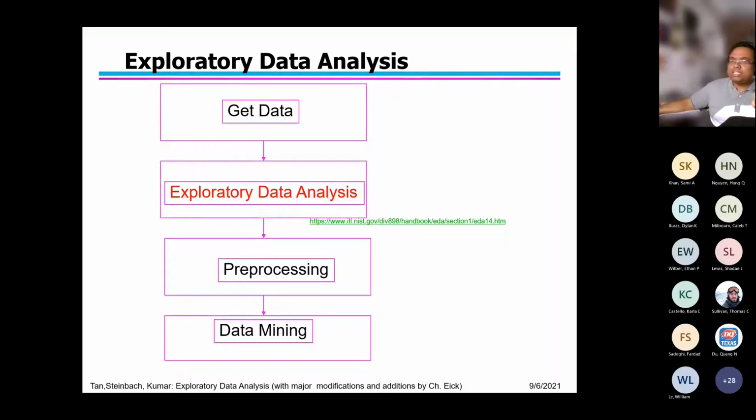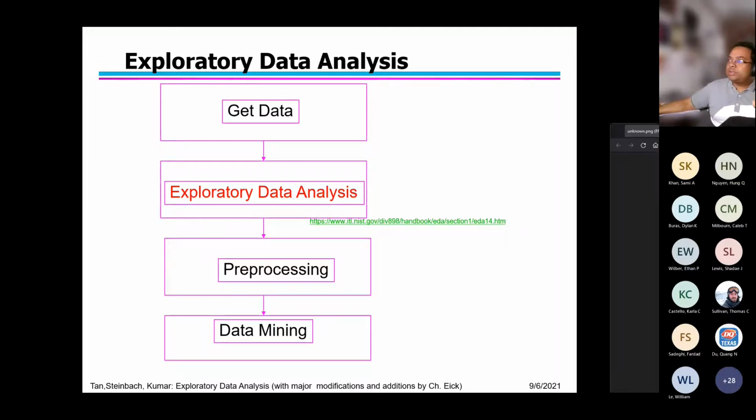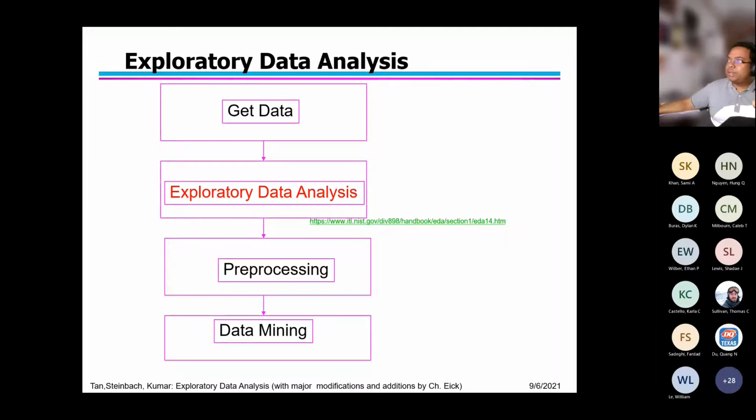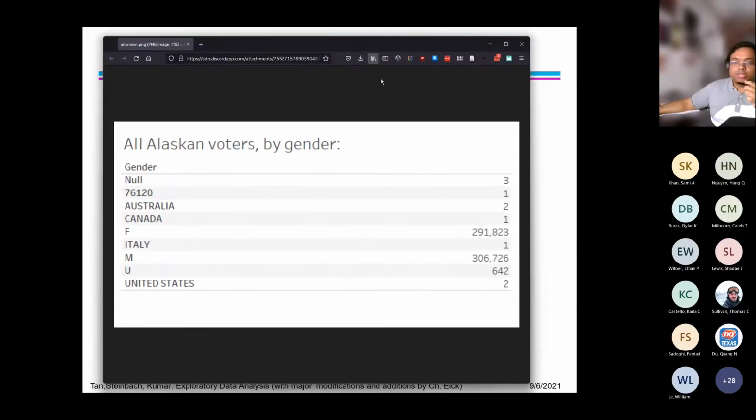There was an election yesterday or a couple of days back in Alaska. And here's an interesting bit of data that came out of it from the Alaskan Data Commission. This is the breakdown of Alaskan voters by gender. You can see that the majority of the data is male, female, and I don't know what U stands for here, probably unknown.